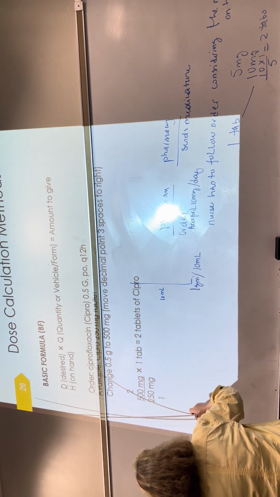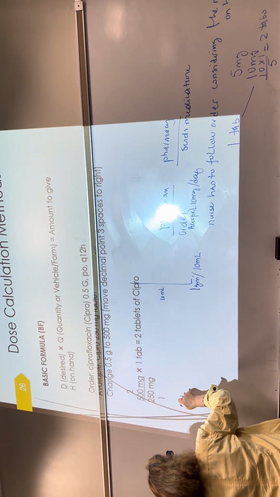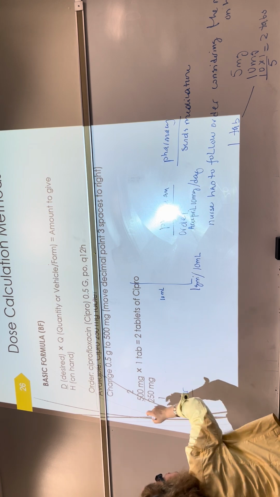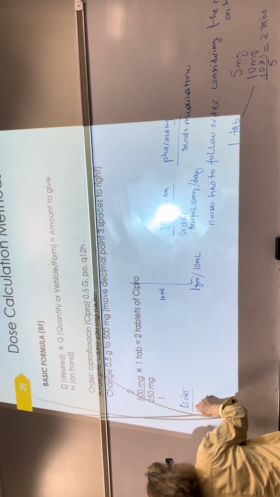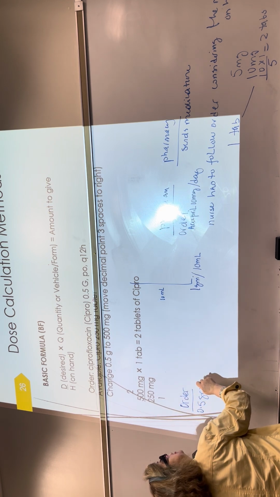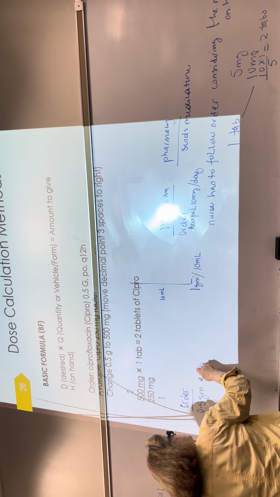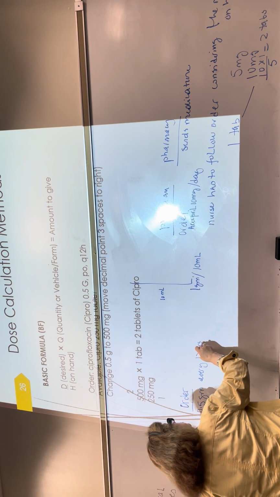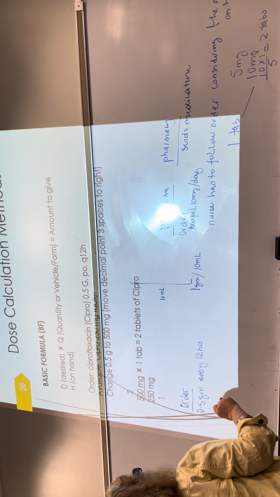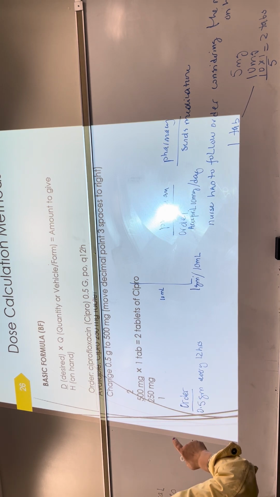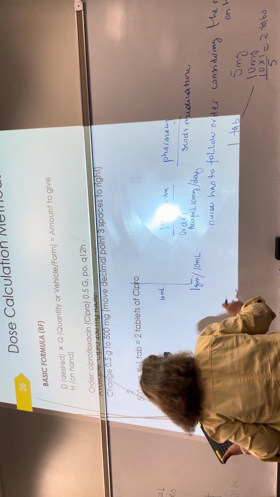Anyway, the order is Cipro 0.5 gram PO every 12 hours. All right, now the order is given by the physician, right? So what is the order? It's 0.5 gram every 12 hours. All right, so every 12 hours. Now, what is the available Cipro? So the pharmacy brings you what?